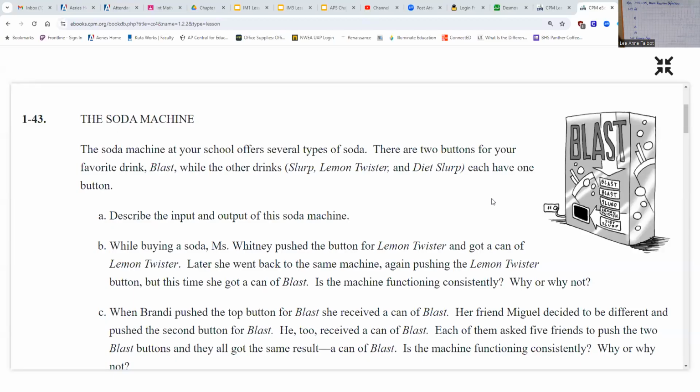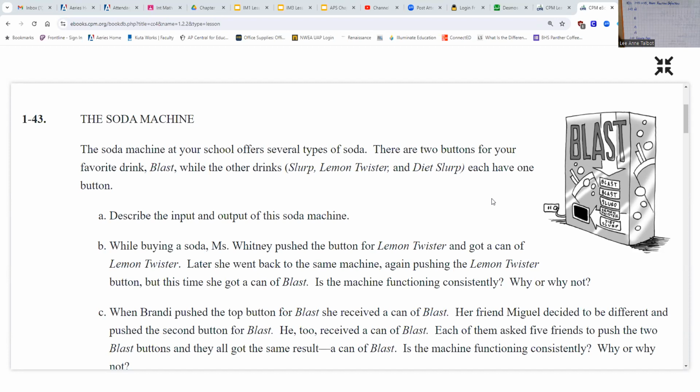Okay, number 43, the soda machine. The soda machine at your school offers several types of soda, except that we don't allow soda on campus anymore. This is a really old book, but whatever. There are two buttons for your favorite drink, Blast, while the other drinks, Slurp, Lemon Twister, and Diet Slurp, each have one button. Okay, so there's a picture of the machine over here.